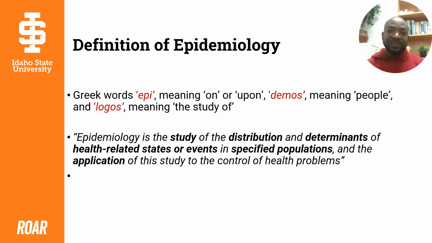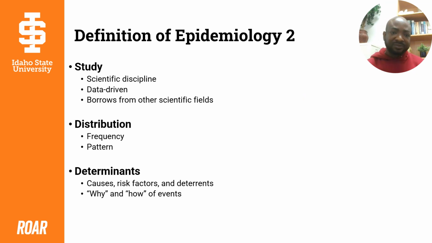Key terms in this definition are study, distribution, determinants, health-related states or events, specified populations, and application. These reflect some of the important principles of epidemiology. So let's look at these terms individually, starting with study. Epidemiology is a scientific discipline with sound methods of scientific inquiry at its foundation. Epidemiology is data-driven and relies on a systematic and unbiased approach to the collection, analysis, and interpretation of data.